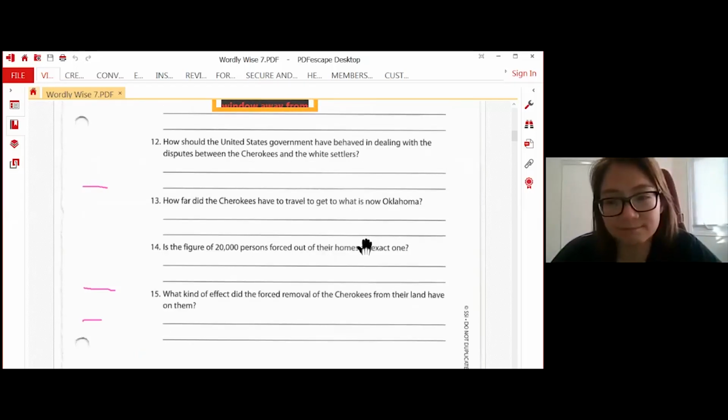Is the figure 20,000 people forced out of home an exact one? David? Maggie, answer. Maggie and David, you answered number 15. Maggie answered precisely. It is not precise, it's an estimate. Jet answered it's an estimate, okay? David, answer number 15, please.